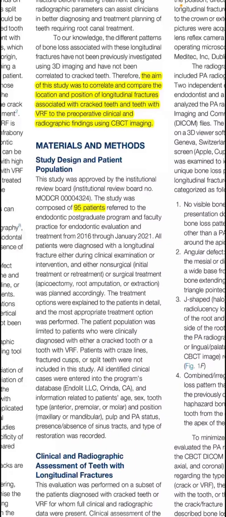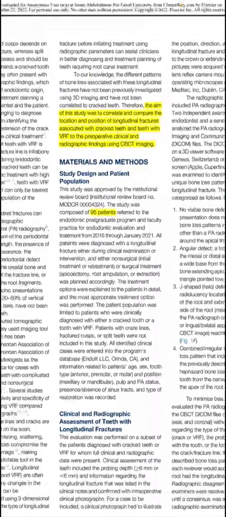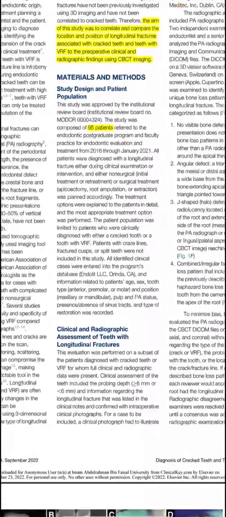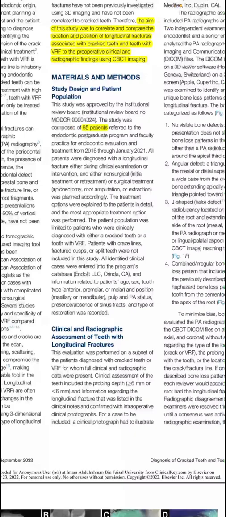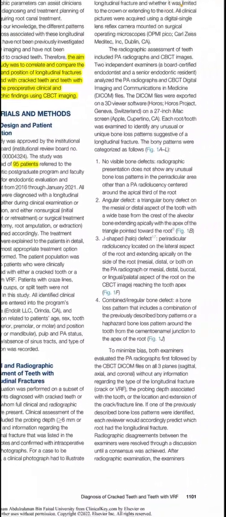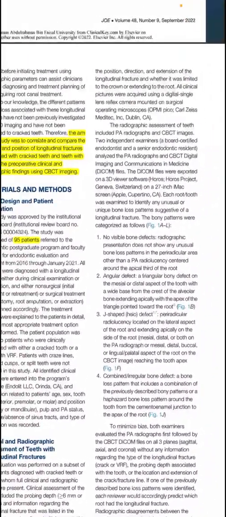The clinical assessment of the teeth included the probing depth, whether it's less than 6 millimeters or more than 6 millimeters. The information regarding the fracture was listed in the clinical notes and confirmed with an intraoperative clinical photograph, and whether it was limited to the crown or extended to the root surface. The radiographic assessment of the teeth included both periapical radiographs and cone beam CT images.